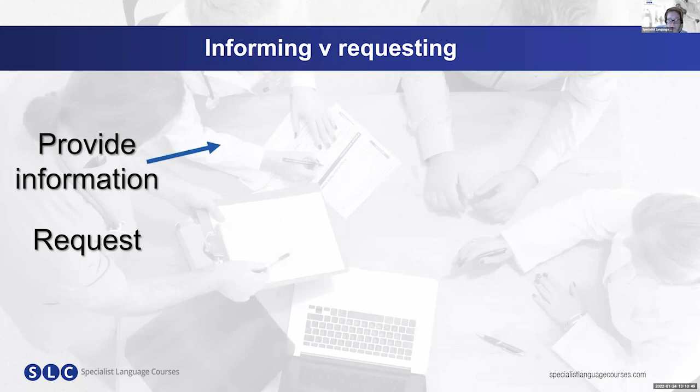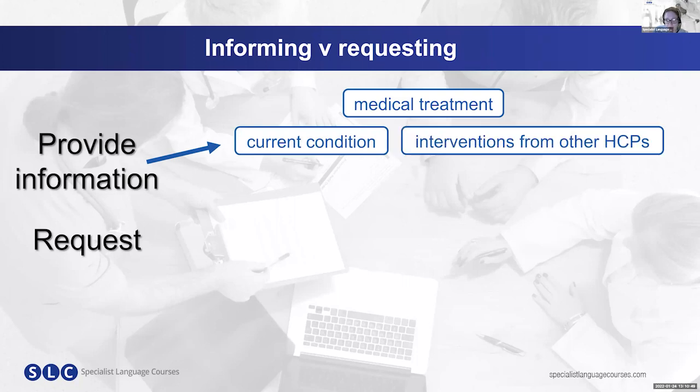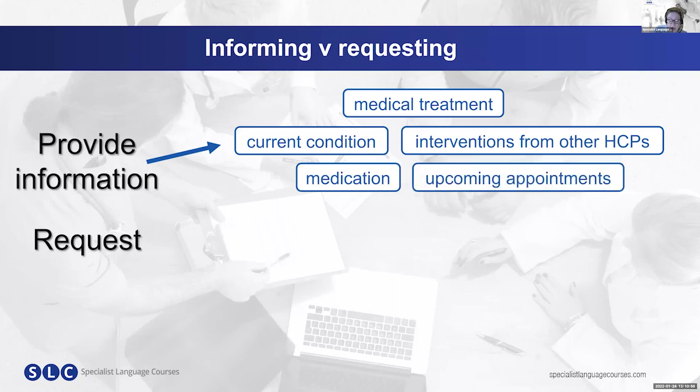Kinds of things that you will provide information on: medical treatment, current conditions, interventions from other healthcare professionals, medication, upcoming appointments. Particularly upcoming appointments and interventions from other healthcare professionals, these are things you need to report about future care needs. Obviously, this is always going to be reporting. You're not normally requesting about this, but perhaps there are things that haven't happened yet.